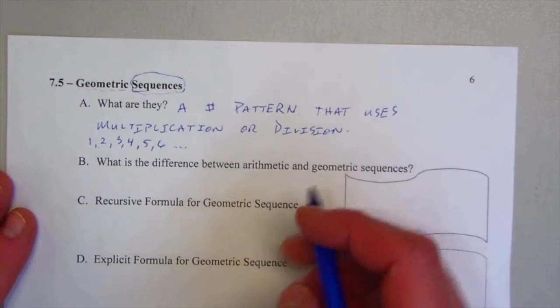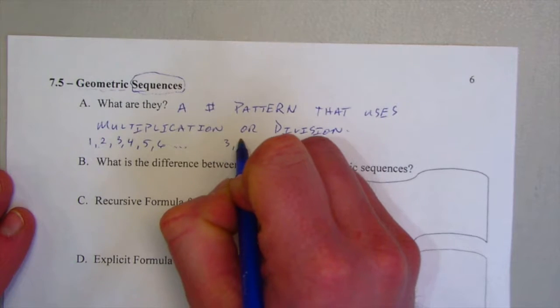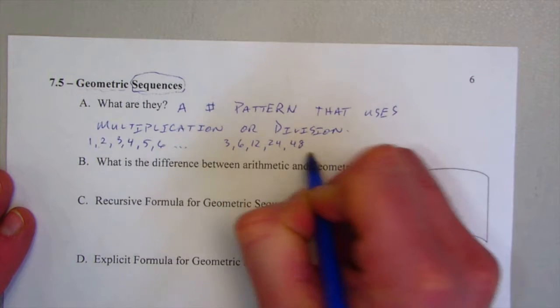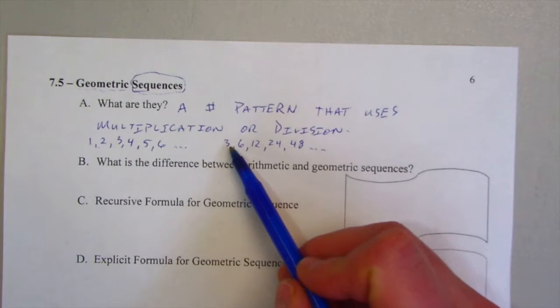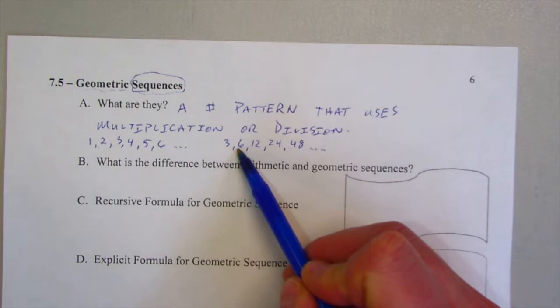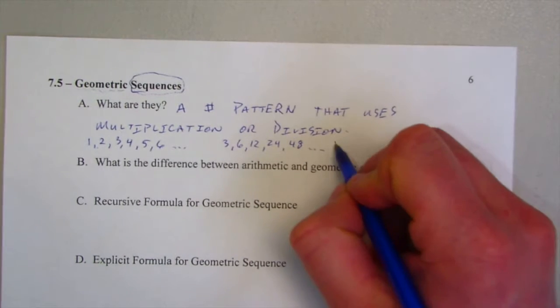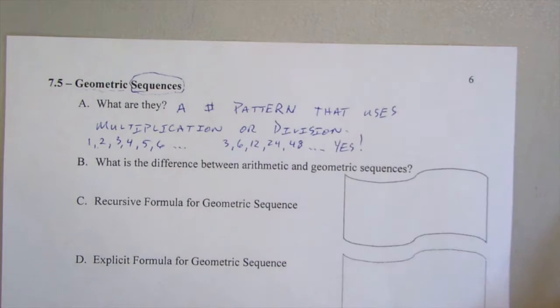All right, we'll look at the next one. How about if I go 3, 6, 12, 24, 48, like that. Question number 1, is it a sequence? The answer is yes. And now let's check to see if it's geometric or not. Well, to go from term 1 to term 2, that's times 2, times 2, times 2, times 2. So the answer is yes. This one is geometric because it uses multiplication from one term to the next.